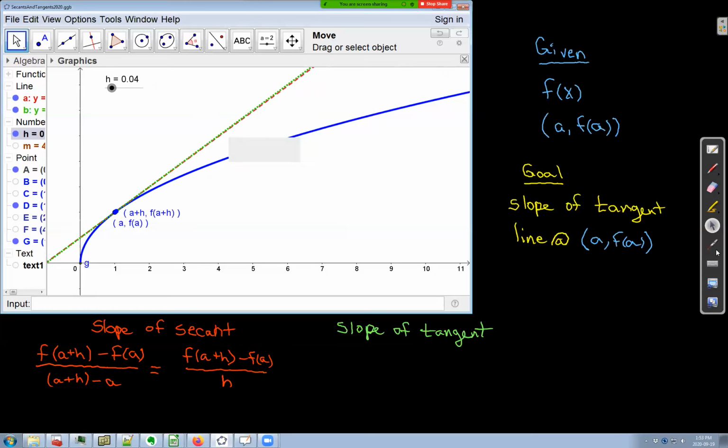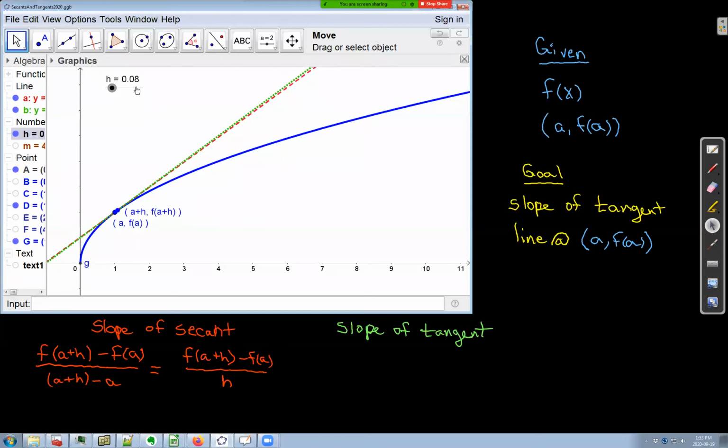And again, here's the moral. We can always find the slope of the secant line. This formula will always tell us the slope of the secant line. So by making that secant line really close to the green line, we're able to calculate the slope of the secant line, and thus we're able to get really close to the slope of the tangent line.